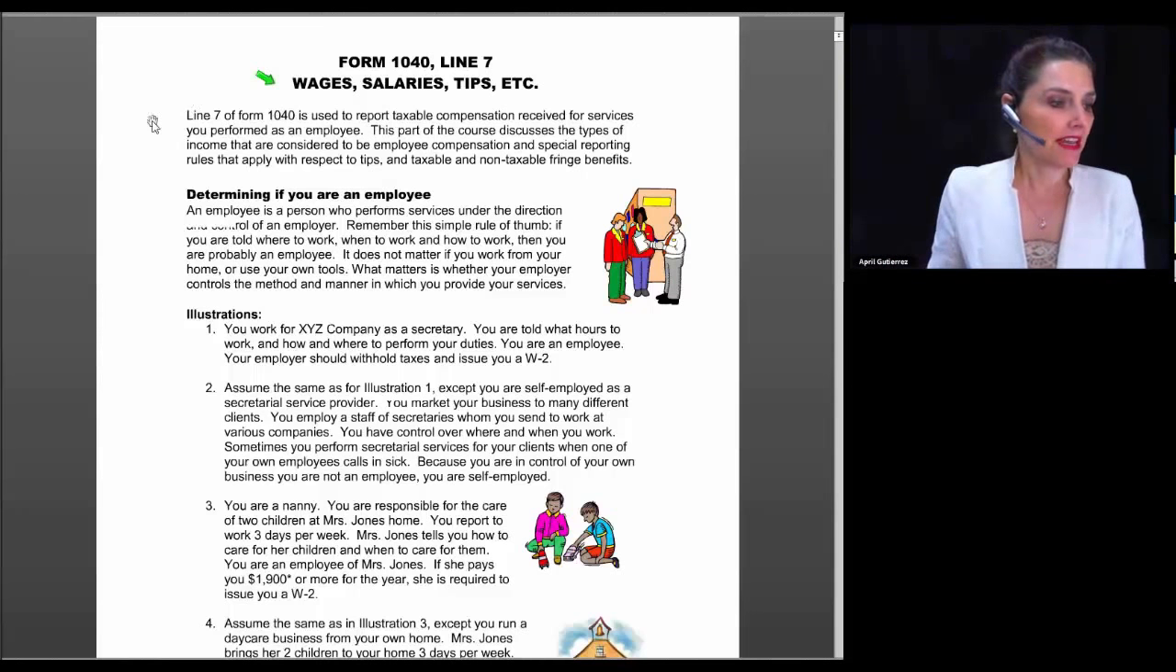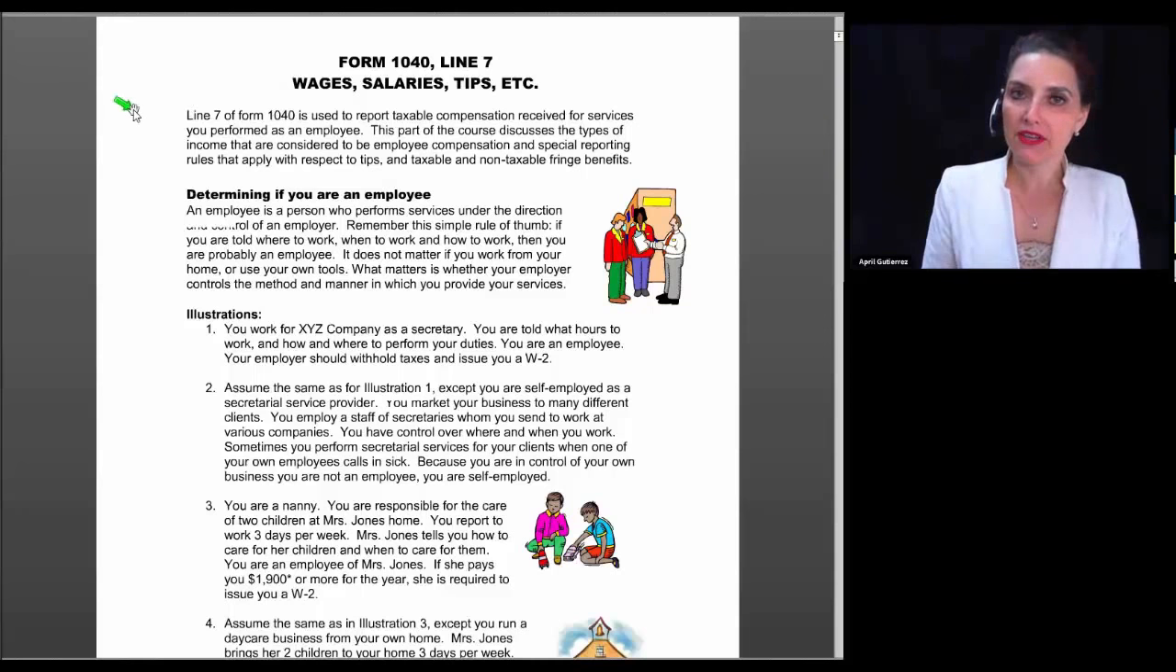So let's begin at the top where it says line 7 of Form 1040 is used to report the taxable compensation received for services you perform as an employee. And what we're going to be looking at in this introductory part of the course is the definition of an employee. The reason we're going to talk about it is that lots of people seem to be really confused about when they have an employee and when they don't. Sometimes it's the employee that's confused, and sometimes it's the employer who is either confused or just trying to save a buck by violating some payroll laws.